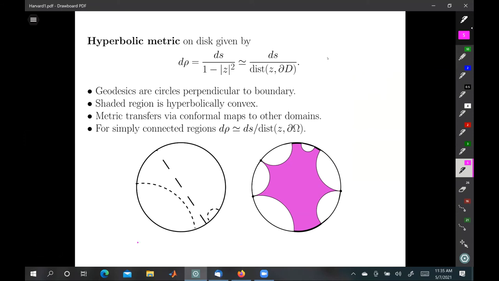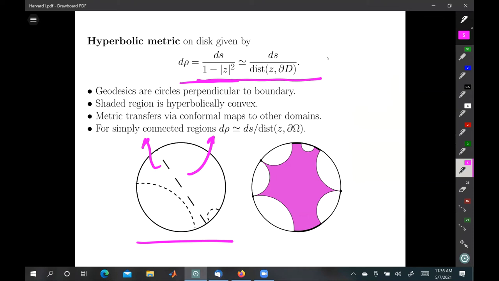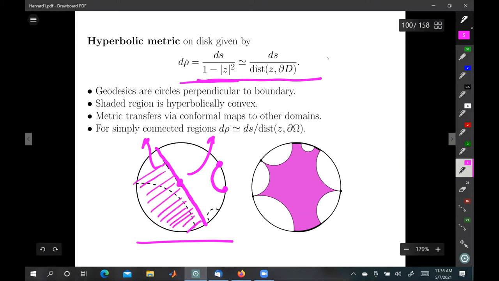So here's a picture of the hyperbolic disk. The hyperbolic disk has a metric which blows up as you approach the boundary. It blows up like one over the distance to the boundary, basically. Geodesics in this metric, if you happen to have a geodesic going through the origin, it's a straight line. Otherwise it's a circle which is orthogonal to the boundary. And so a half plane in the hyperbolic metric would be one side of a geodesic. So it would be a half disk like this, or a semi-half disk like this.